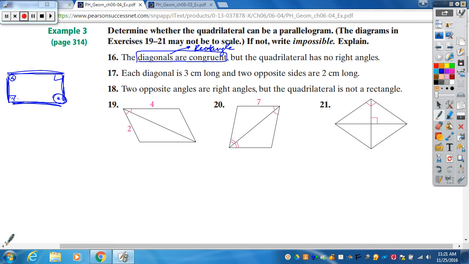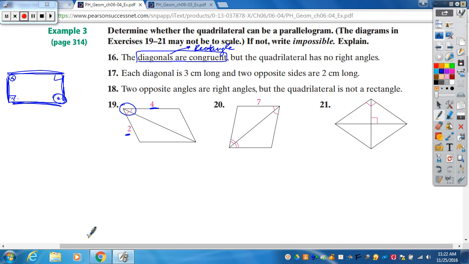Number 19, I would probably focus my eyes right here. With the diagonal bisecting the angle, that would have to be a rhombus. However, what do we see about the side lengths here? They're not congruent. And so as a result, I'm going to go ahead and say that this figure cannot exist. It's not a parallelogram. Okay? There's no way it can be a parallelogram.